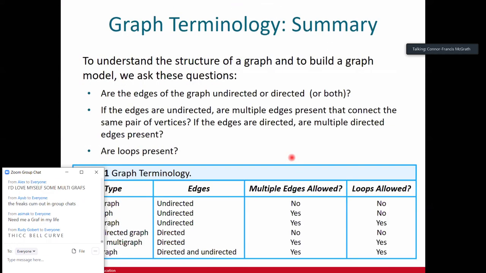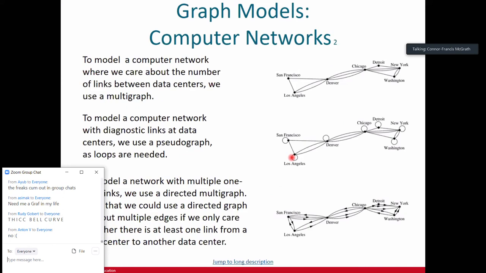Wait, sir, I just have a question. Yes? I'm still a little confused. What does the multiplicity of the edge mean? A multiplicity of an edge means how many edges are connecting two particular nodes. Oh, okay.